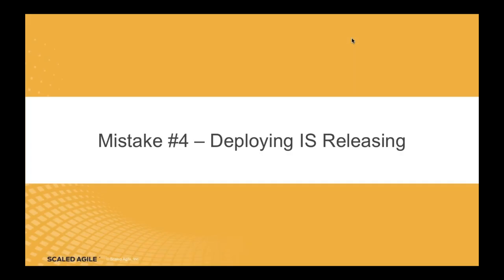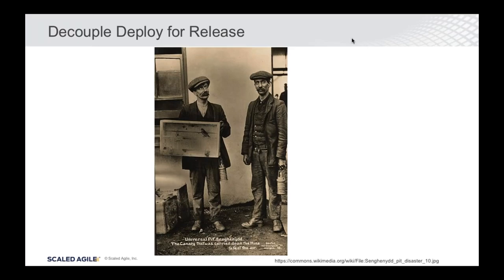So the next mistake we see is people treating deployment and releasing as if they're the same thing. That's a big mistake. If we see deployment and releasing as the same thing, then every time we deploy to production, we're basically releasing to our whole customer base. That means we need to be very careful and we can't deploy very often. Now, that's exactly not what we want to do.